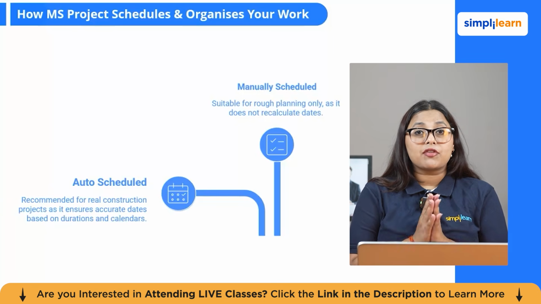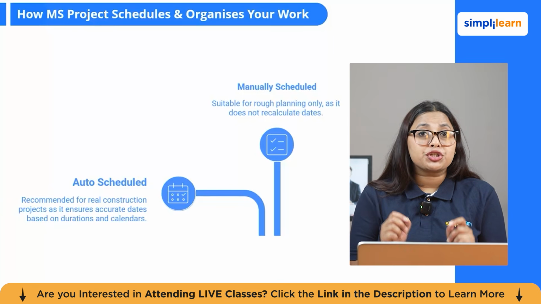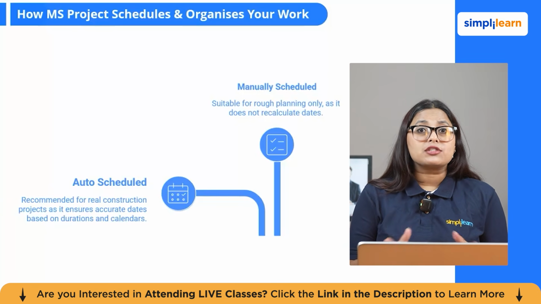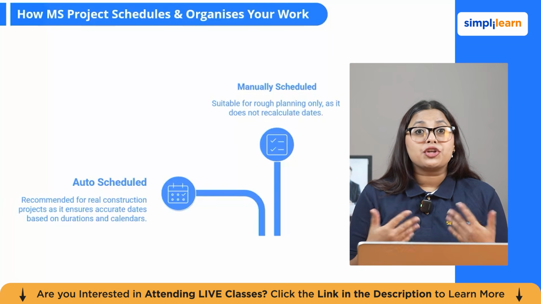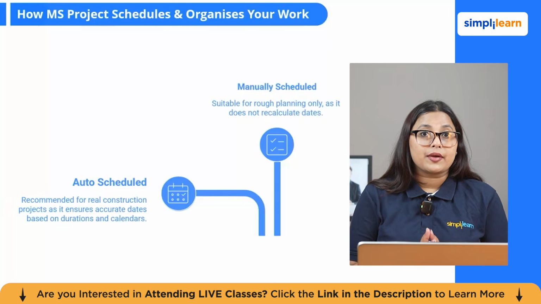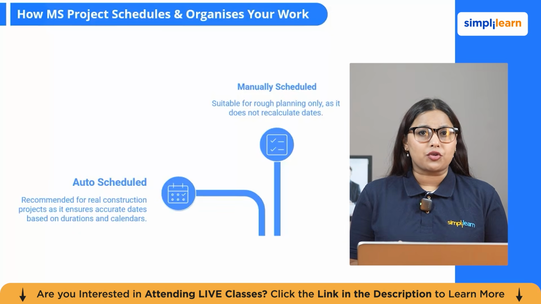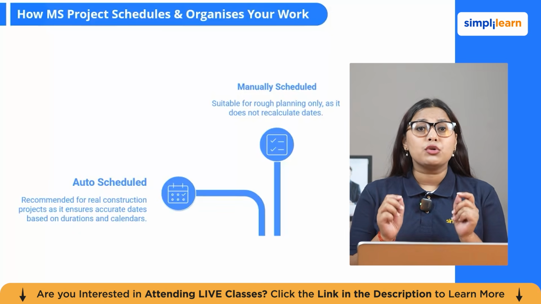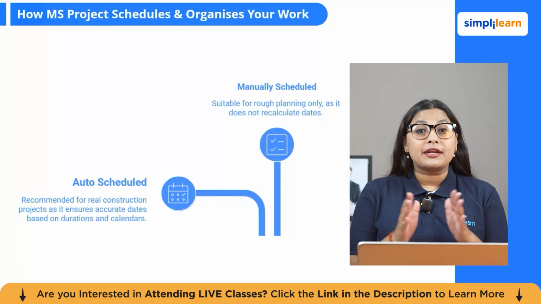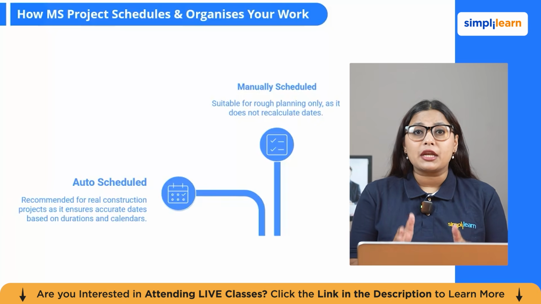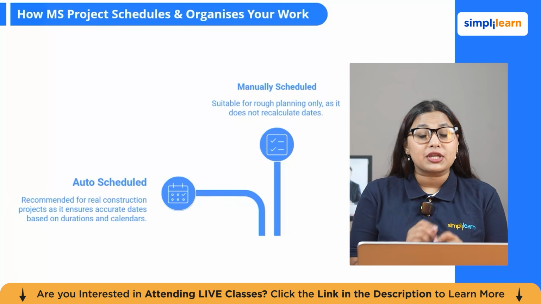One thing to understand from the start: MS Project has 2 scheduling modes. Auto scheduling means the software drives the dates based on the duration, calendar and logic, while manual scheduling means you type the dates yourself and the software does not reschedule. For a real construction program, you almost always want to use auto scheduling because that is where the intelligence lives. Manual scheduling is mainly used for rough planning before your logic is even built.